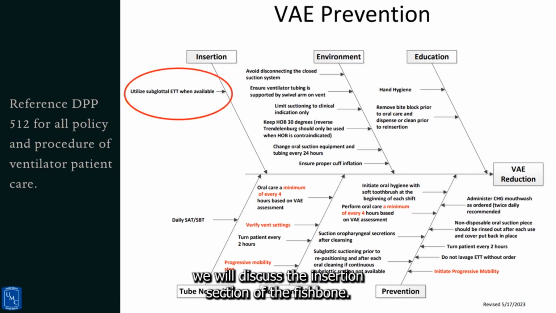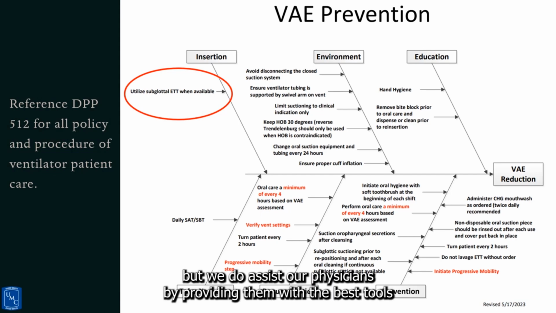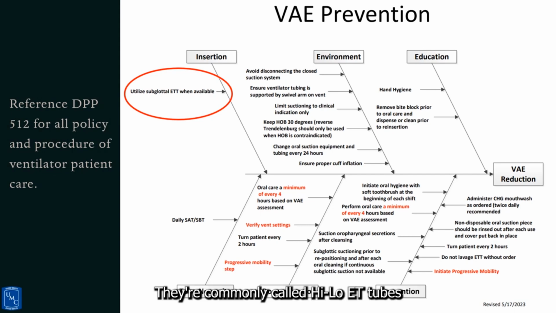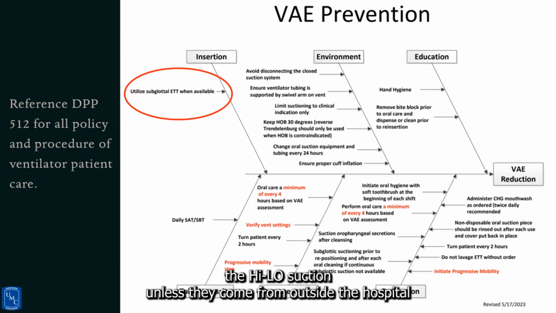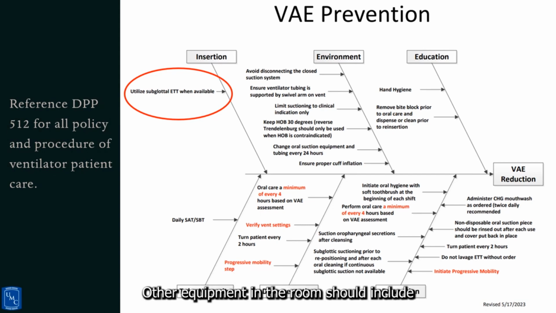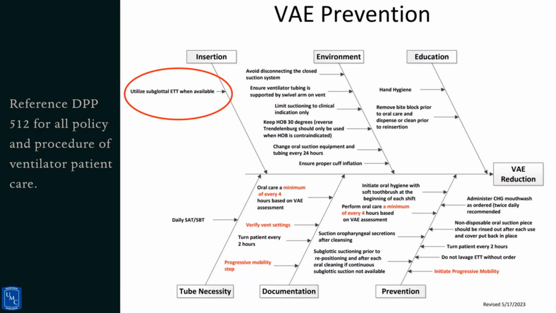First, we will discuss the insertion section of the fishbone. As nurses, we are not the ones to intubate the patient, but we do assist our physicians by providing them with the best tools for the job, such as the endotracheal or ET tube that comes with subglottic suction. They are commonly called Hi-Lo ET tubes, spelled H-I-L-O. The majority of intubations at UMC include the Hi-Lo suction, unless they come from outside the hospital or they remain intubated after an OR procedure. Other equipment in the room should include a minimum of two suction canisters if your patient is intubated.